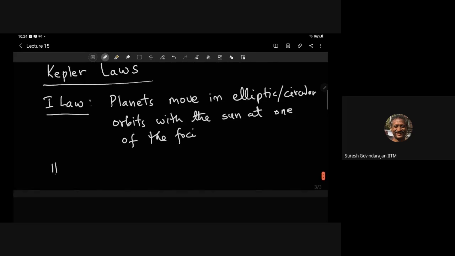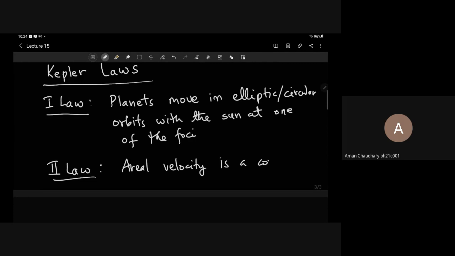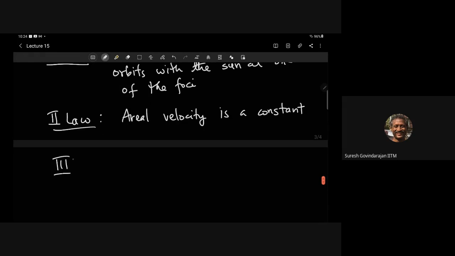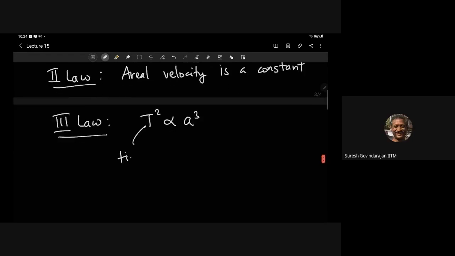Correct. Second law: the aerial velocity is constant. And what is the third law? T square is proportional to a cube. T is the time period of the orbit, and a is the semi-major axis, right?